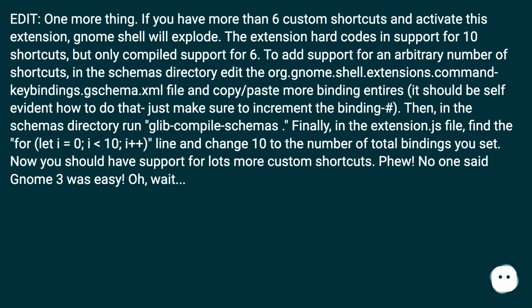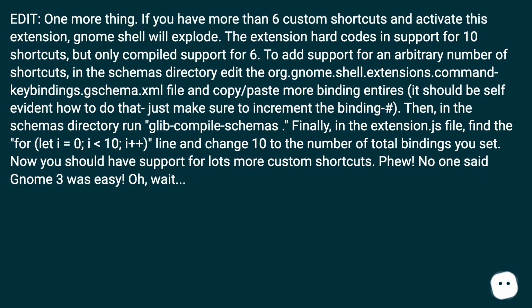Edit, one more thing. If you have more than 6 custom shortcuts and activate this extension, Gnome Shell will explode. The extension had code in it to support 10 shortcuts, but only compiled support for 6. To add support for an arbitrary number of shortcuts, in the schemas directory edit the org.gnome.shell.extensions.command-keybindings.gschema.xml file and copy and paste more binding entries. It should be self-evident how to do that, just make sure to increment the binding hashtag.